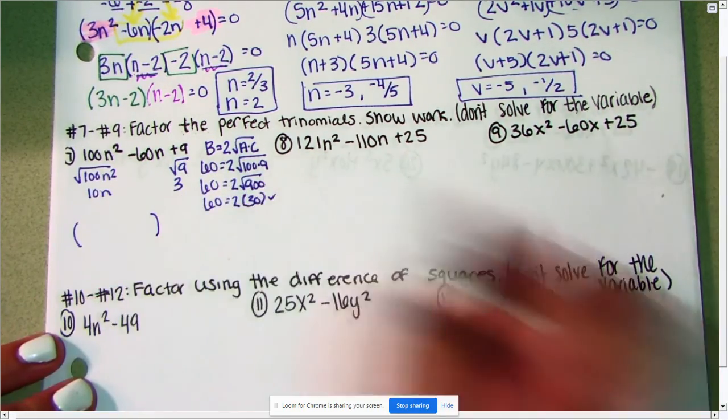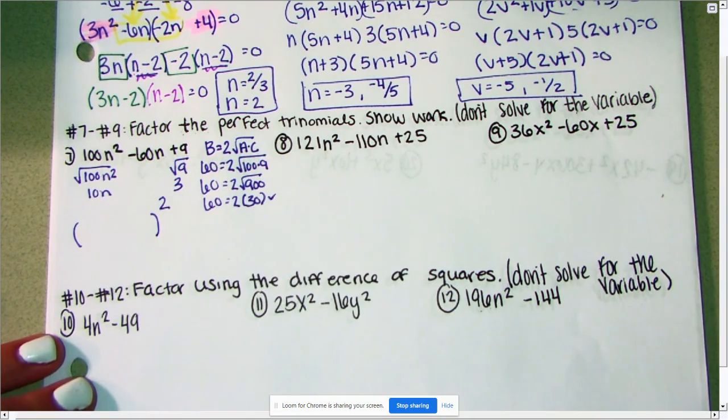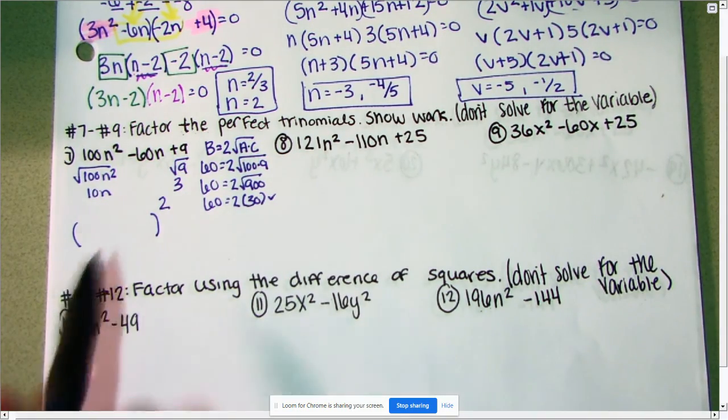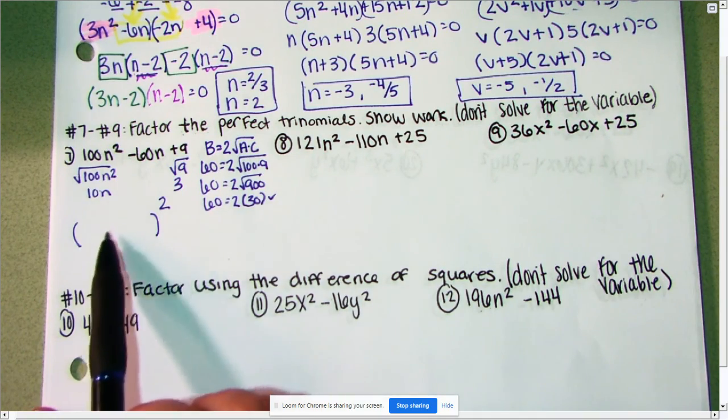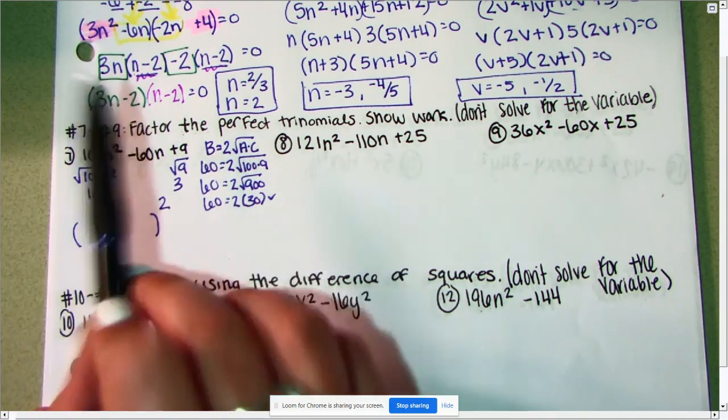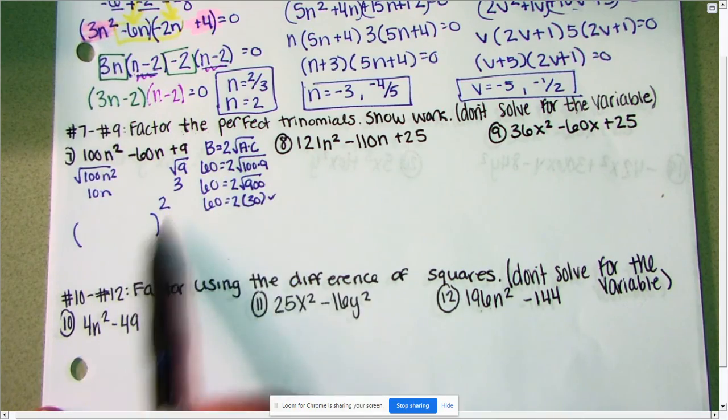Since it's a perfect trinomial, you get a squared value because if you were to ever do factor by grouping on this problem, let's say you didn't recognize it was a perfect trinomial, what you can do from here is when you break it up into the parentheses, you would get the same thing twice. That's why we draw the square.